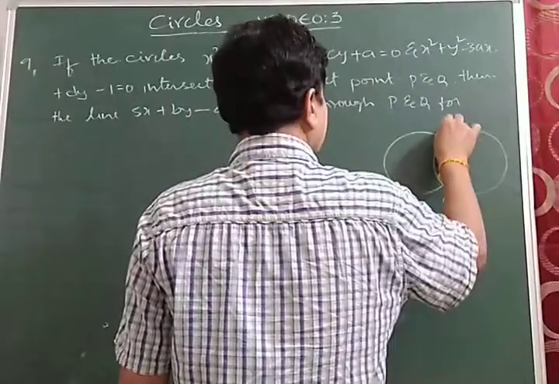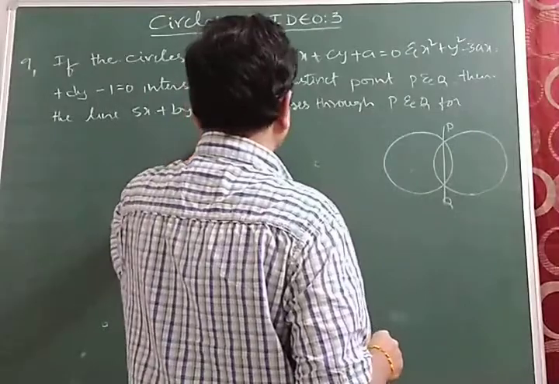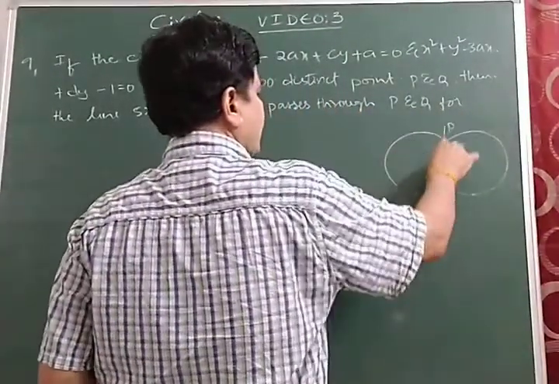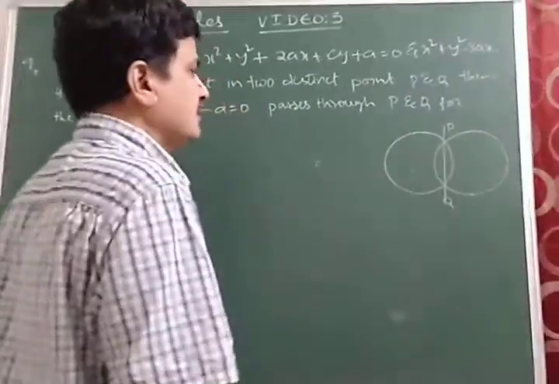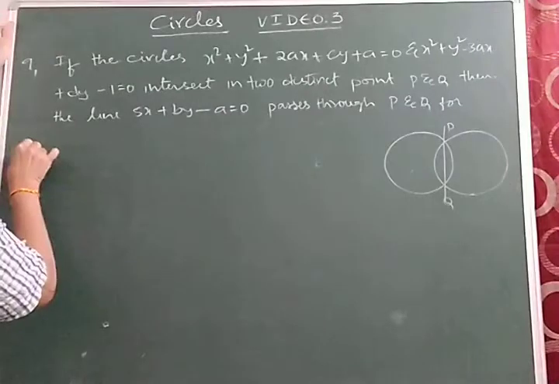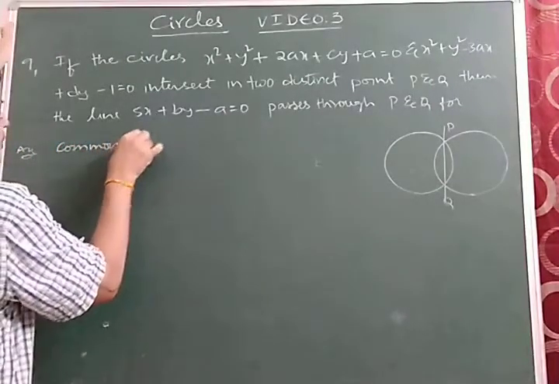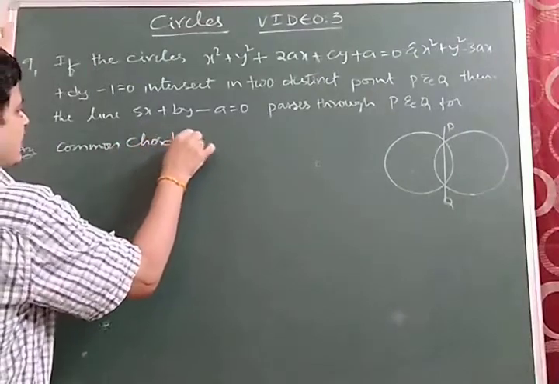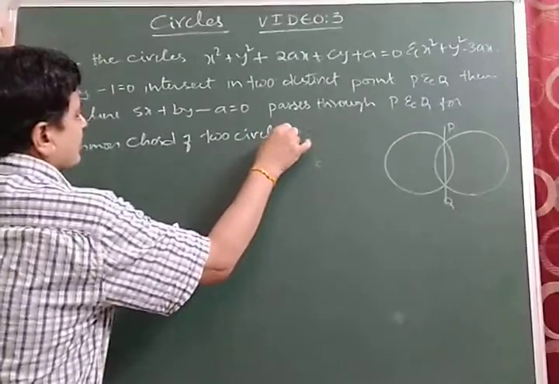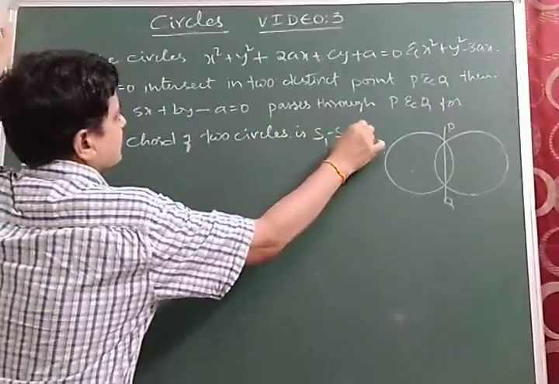Then the line 5x plus by minus a is equal to 0 passes through P and Q. That means PQ is called the common chord of the two circles. The common chord of two circles is given by s1 minus s2 is equal to 0.